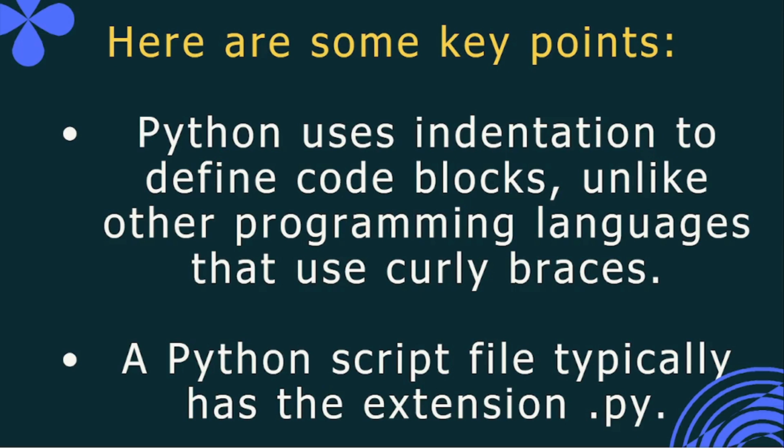To define code blocks, Python uses indentation. This makes the code visually clean and easy to read, but requires strict adherence to indentation rules. Importance of indentation. In Python, the level of indentation indicates the scope and grouping of statements. Incorrect indentation can lead to syntax errors or unexpected behavior.